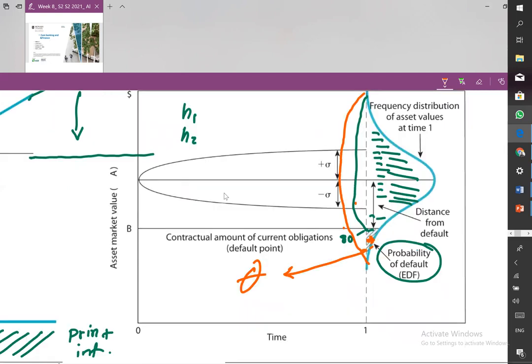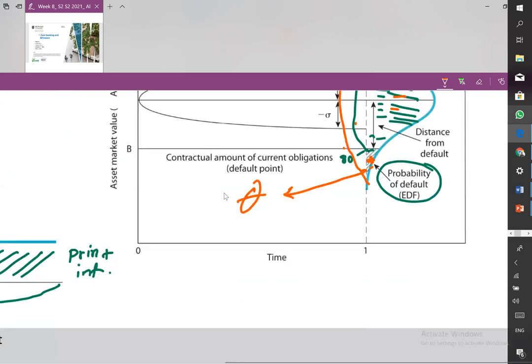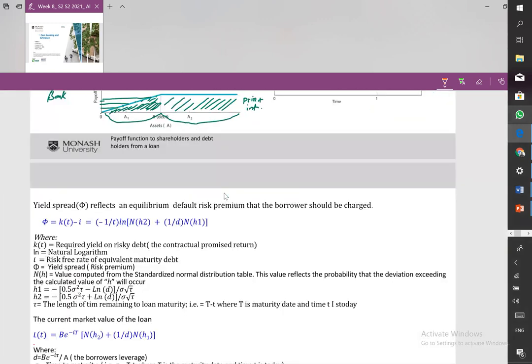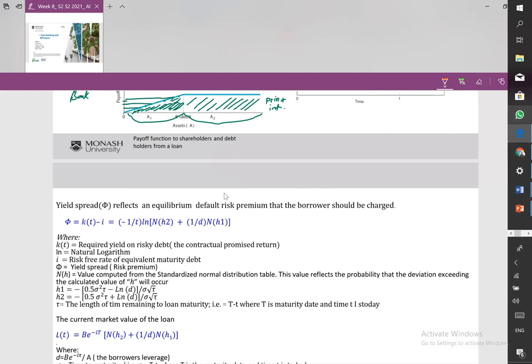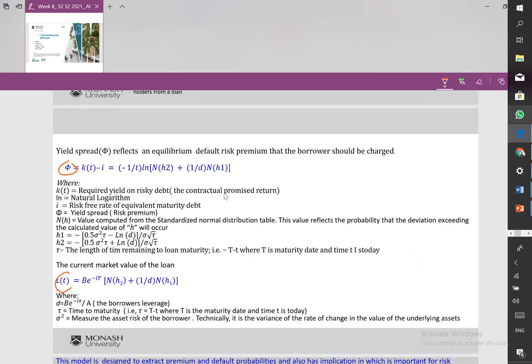So this is actually the area of the 80 million, and this is the value of the company which goes. So they come up with this model, which I don't want you to worry about. I just want to tell you that this is how they calculate the premium for such a company. And this is how they value the company based on this distribution.